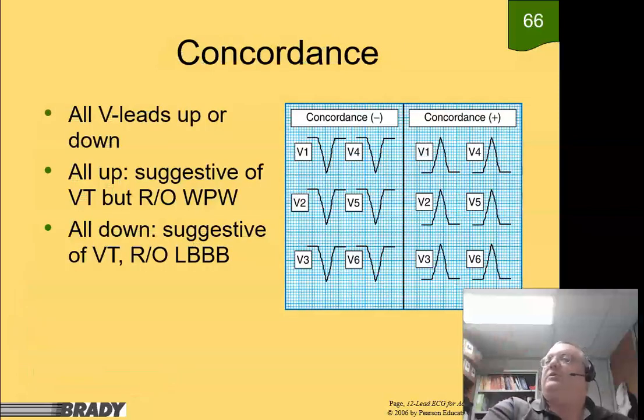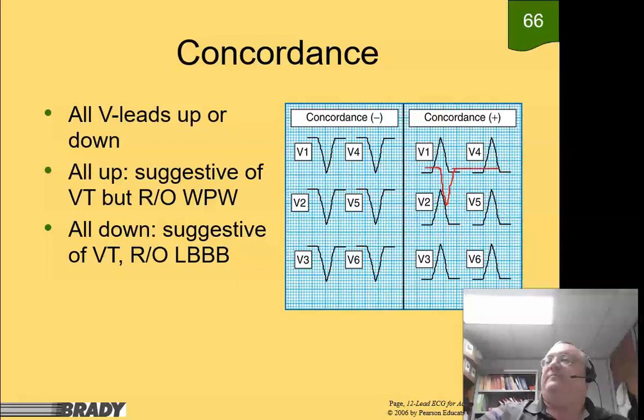So, concordance. It's another way to rule out if they're all up. It's suggestive of VTAC, but we've got to make sure that it's not Wolff Parkinson White. And if they're all down, it suggests VTAC, and we've got to make sure that they don't have a bundle branch block, and that would be a left bundle branch block. And usually, by the way, a left bundle, gang, remember the left bundles usually go this direction.